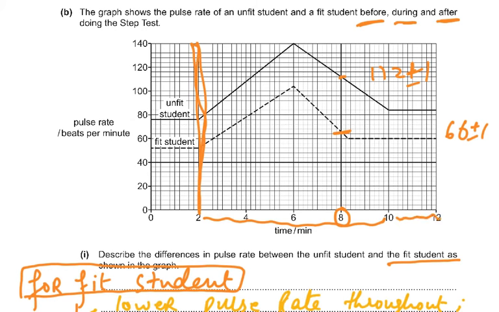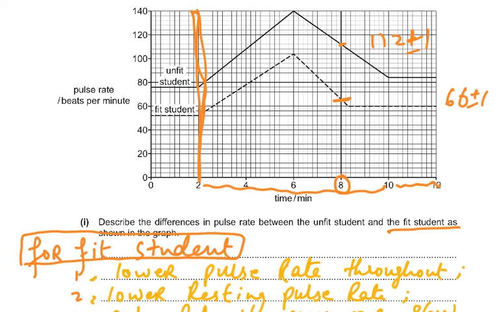Now, describe the difference in pulse rate between. Describe means no biology. You just have to give me a description of the graph. So, describe the difference in pulse rate between the unfit and the fit student. First of all, you tell me, are you talking about the unfit student or the fit student? So, you must give me this heading. This heading is very important because otherwise, I'm going to assume you're talking about the unfit student because that is the first in the question.